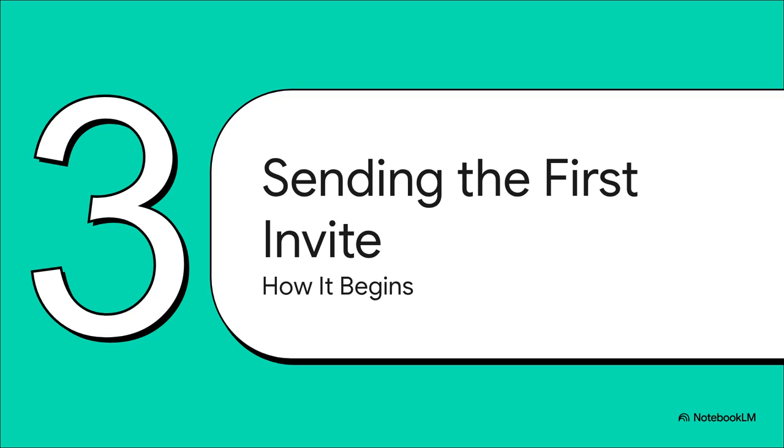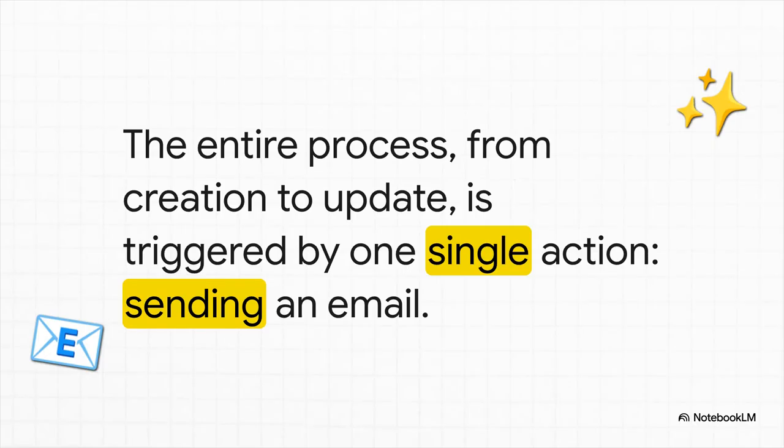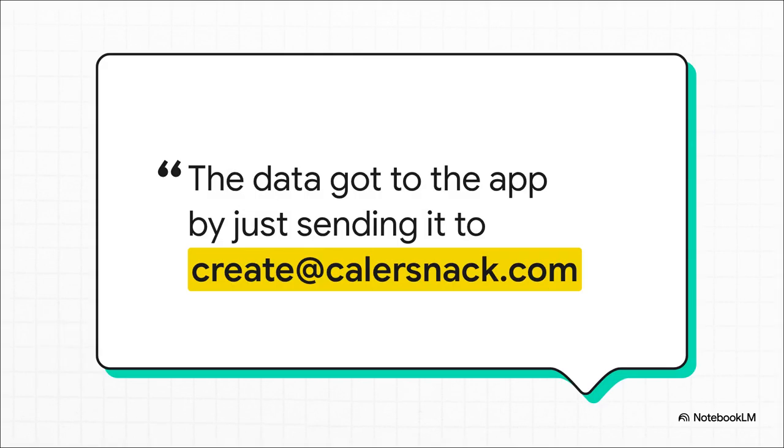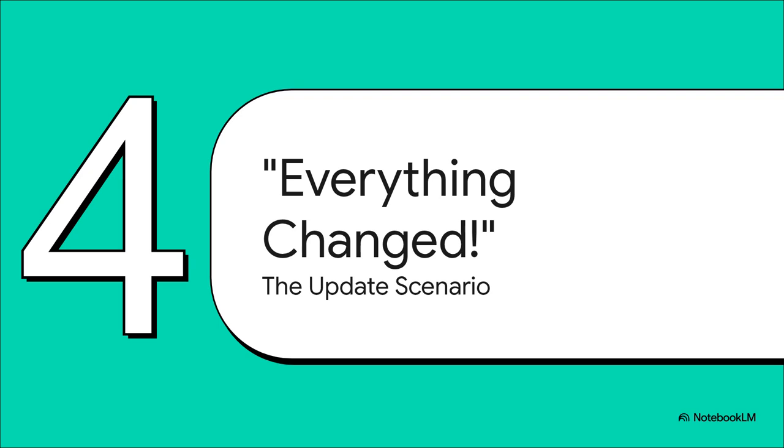You're going to love how simple this is. The whole thing, the creation, the updates, the whole shebang, it's all kicked off by just sending an email. Seriously, no complex setup, no messing with APIs, nothing like that. And it all boils down to this one single email address. That's it. Mandy just sends her Google Calendar invite right to create@calendarsnack.com. Boom, the system just grabs all the data automatically and gets it ready for her Mailchimp campaign. Done. Creating the invite, super easy. But that's just the start.